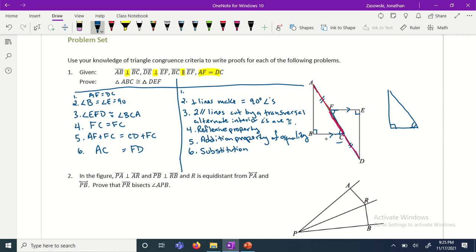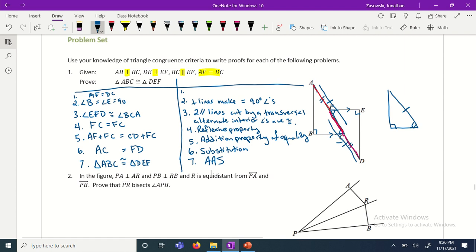And now we have this whole side equal to this whole side. So now we have angle side. And now we can do our proof statement. And then this is angle side, angle side.